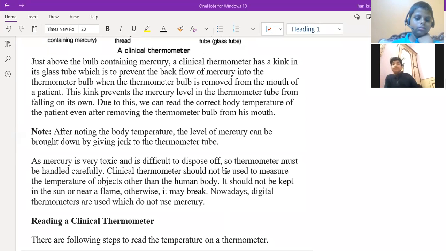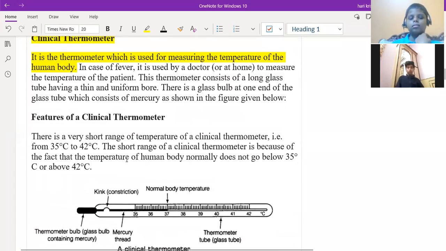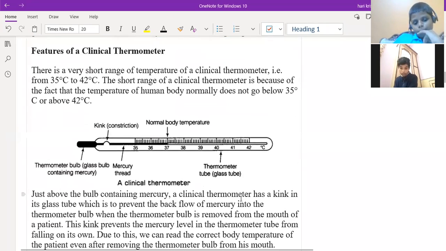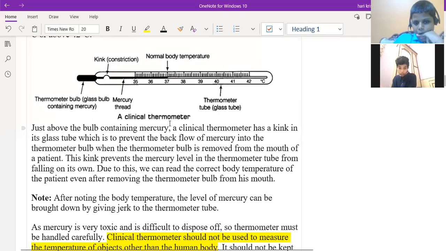A clinical thermometer should not be used to measure the temperature of an object other than the human body. This is what they are mentioning, because it has readings only from generally 35 degrees Celsius to around 50 or 52 degrees at maximum, but more than that it will not be there. But if you take the average room temperature, it is 25 degrees Celsius, and the normal human body temperature is 37, right?